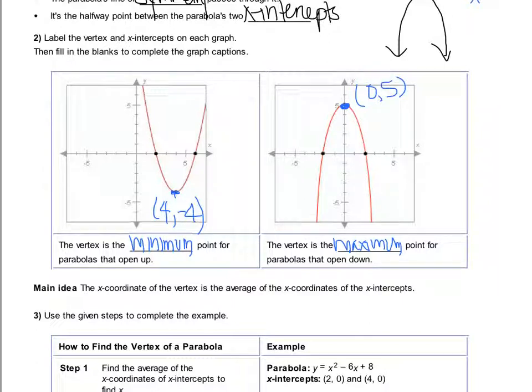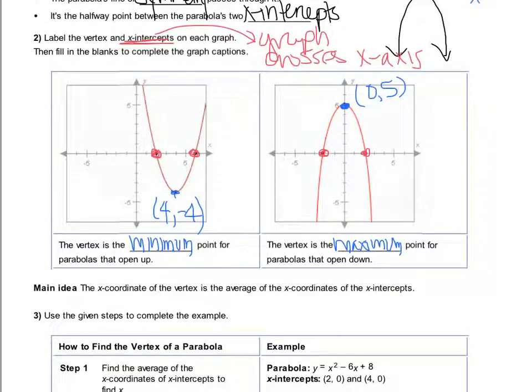It also asks you to label your x-intercepts. X-intercepts, we haven't really talked about where you find those. Those are the points where the graph crosses the x-axis. So what we're looking at is this point, this point, this point, and this point.